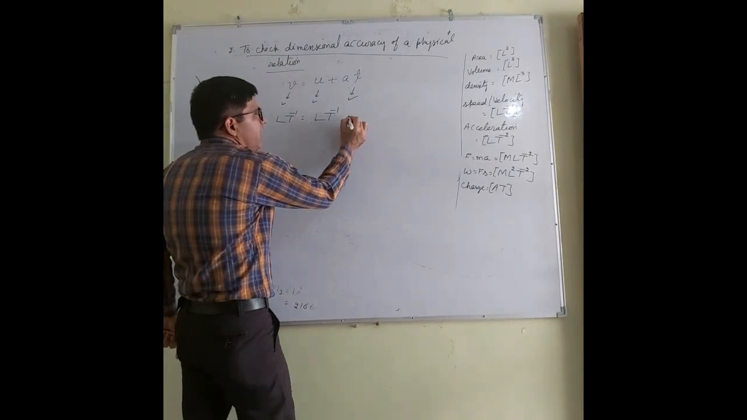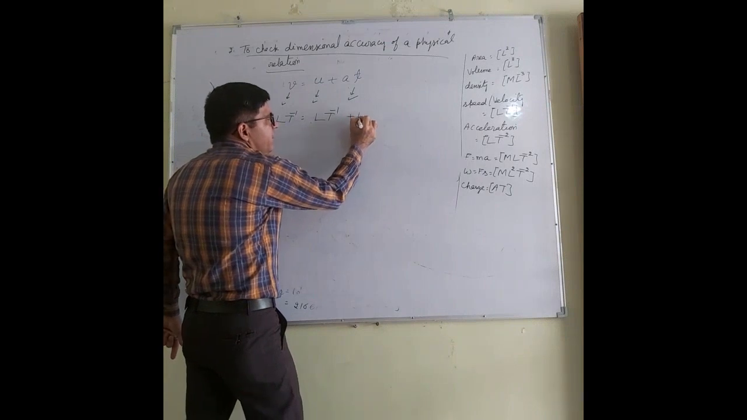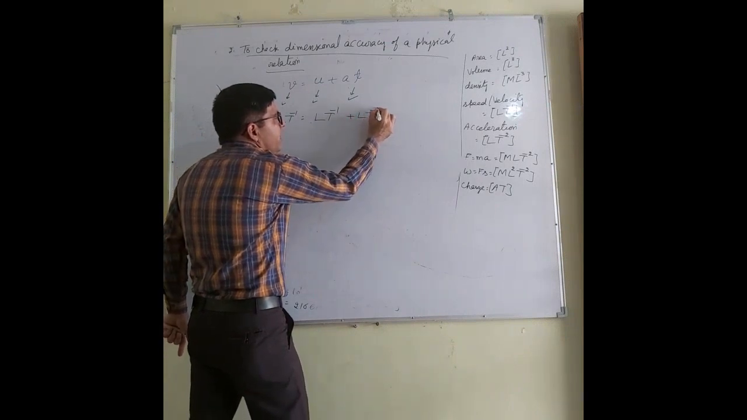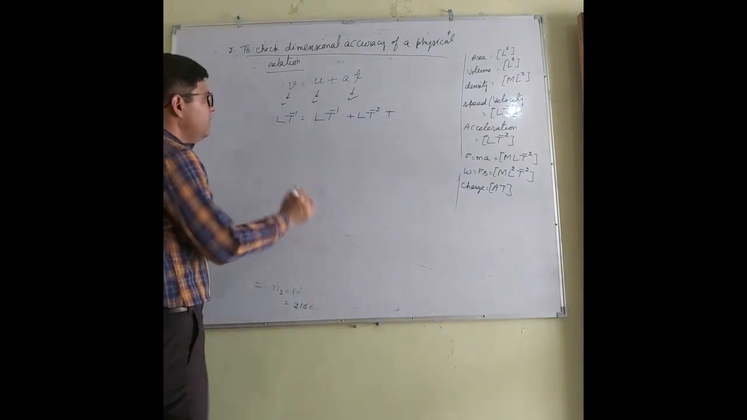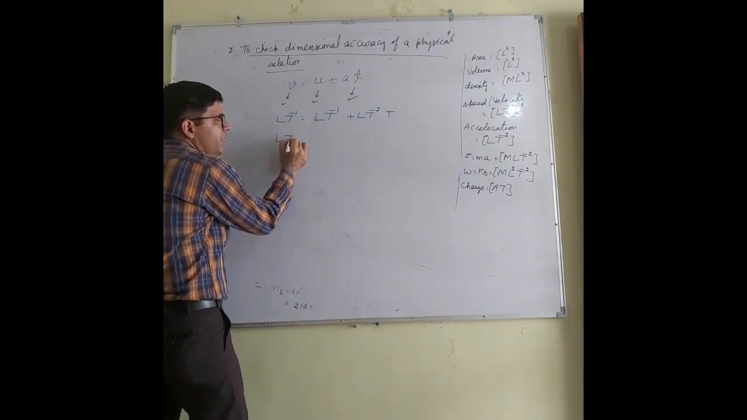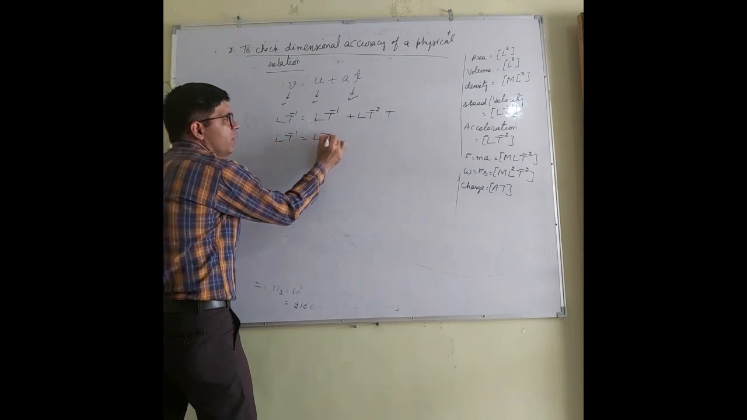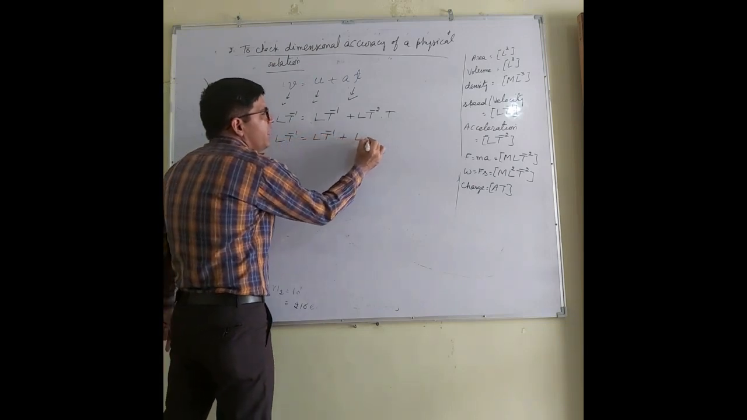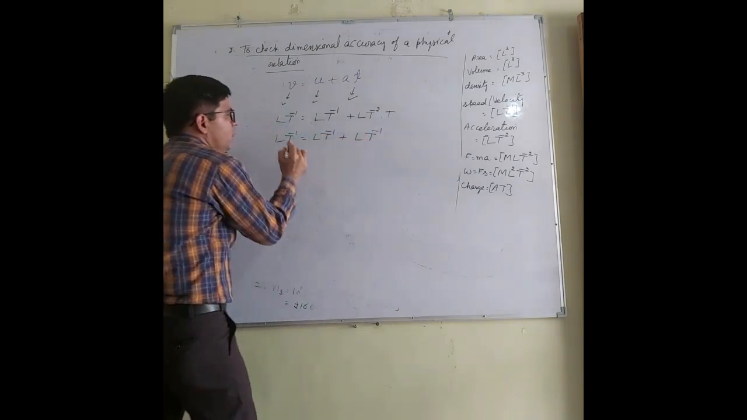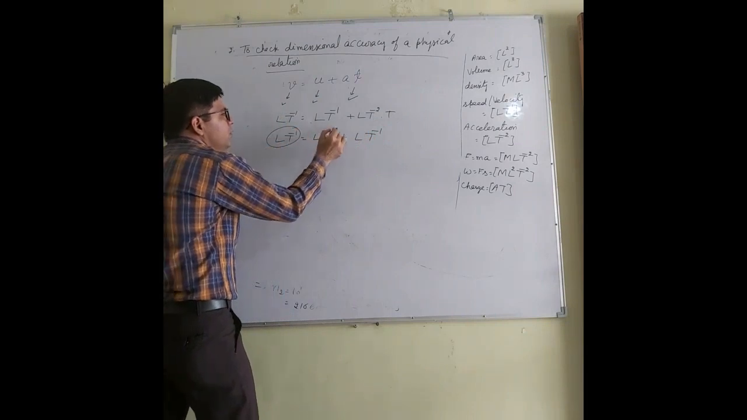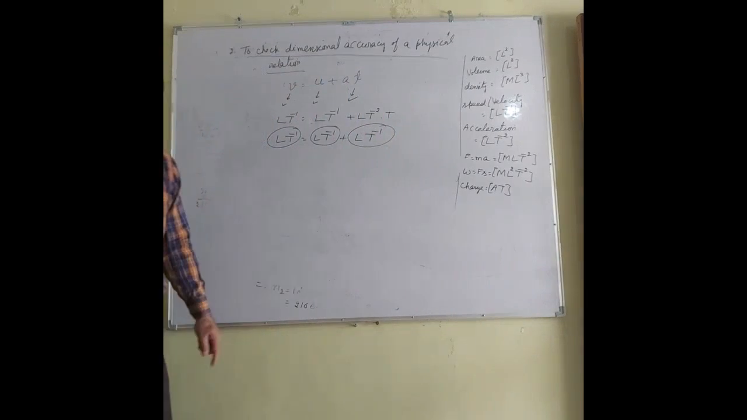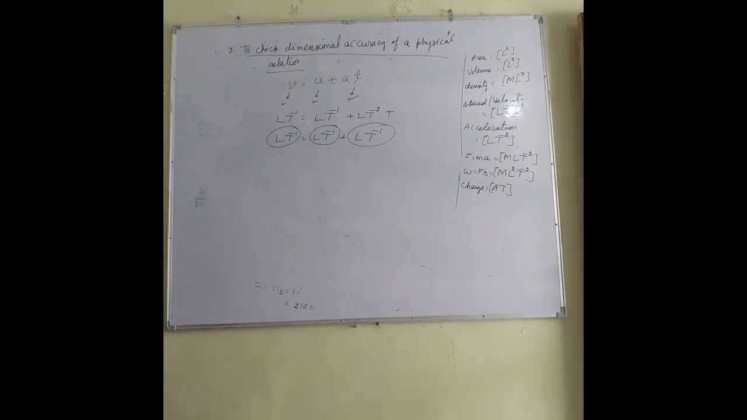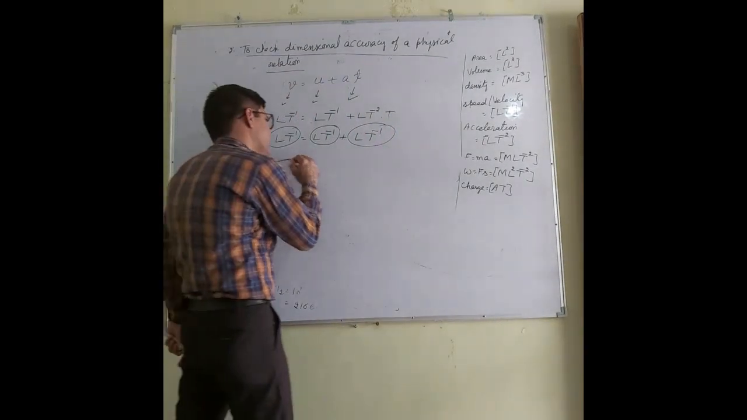So what can I say? I can say that it is LT^-2 multiplied by T. Let me check it out. It is LT^-1 equals LT^-1, LT^-1. So what does it mean? Dimensions of each and every term are the same. What does it mean? This dimension formula is correct.